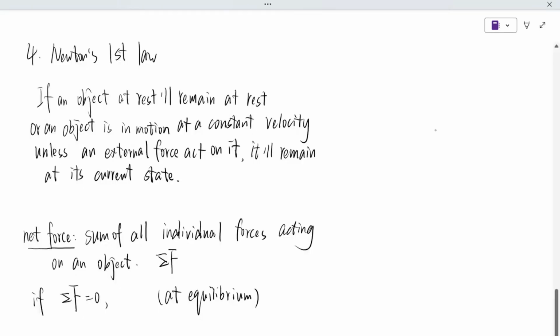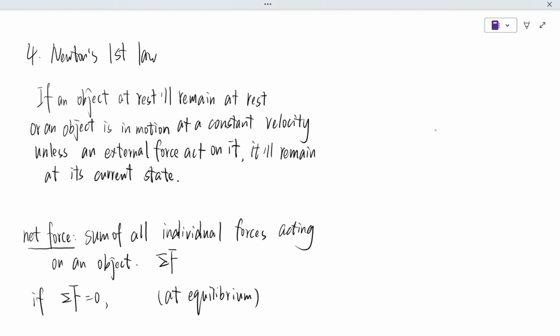Alright, the fourth topic, Newton's first law. What is it about? It's about if an object is at rest, it will remain at rest, or if an object is in motion at a constant velocity, unless an external force acts on it, it will remain in its current state. Basically, in short, if an object is at rest, it will stay at rest. If an object is moving at a constant velocity, it will still move at a constant velocity if there's no external force acting on it.